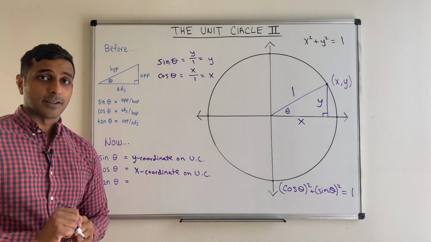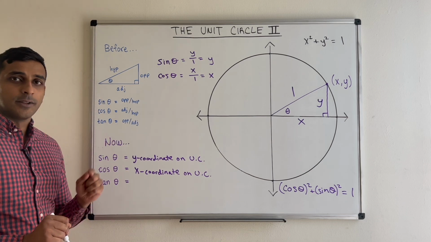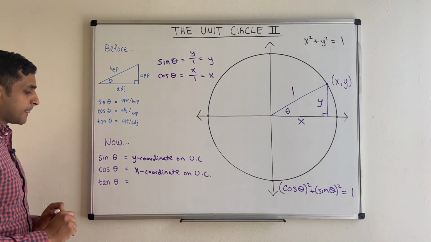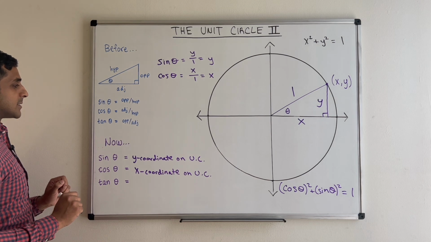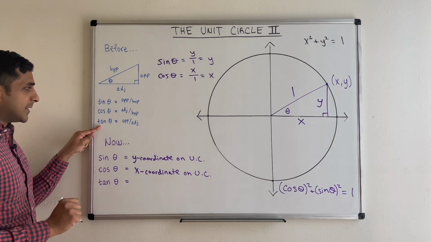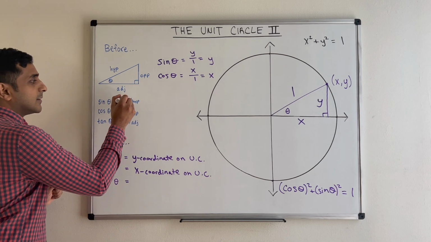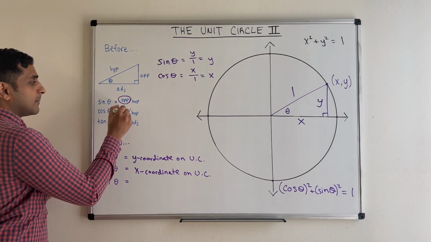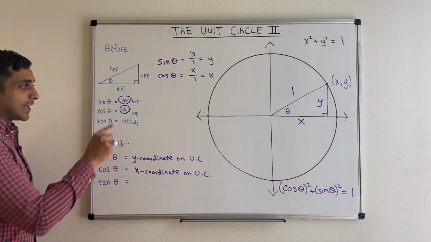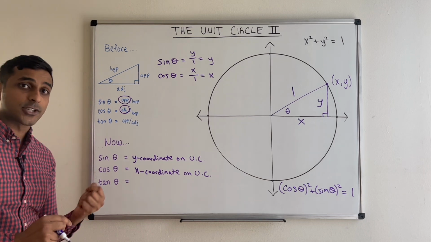What about tan of theta? How can we define tan of theta in a way that's consistent with the way that we've previously defined it? Well, one thing we can do is, if you think about it, in our old definition, one way to get tan of theta is to divide sine of theta by cosine of theta. Because the numerator of sine is opposite, and the numerator of cosine is adjacent, and they have the same denominator, which would cancel out.